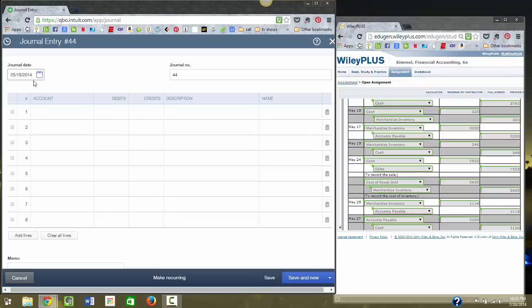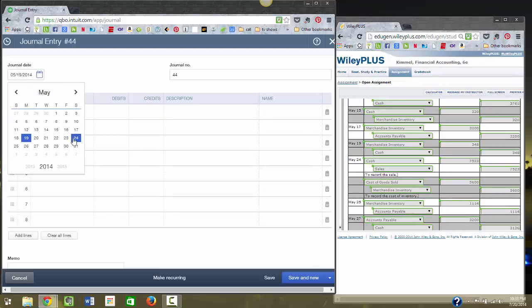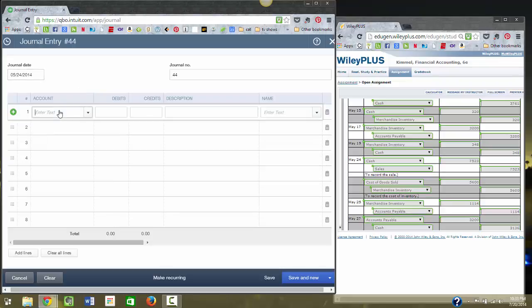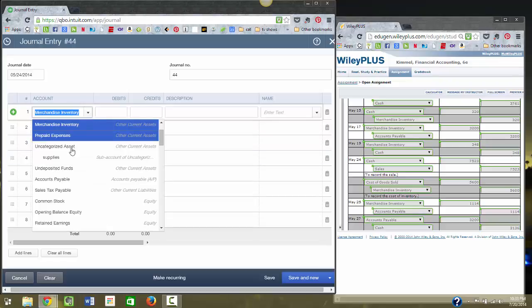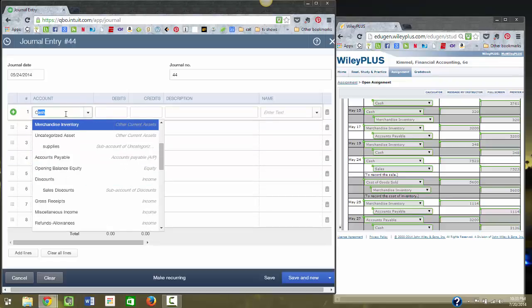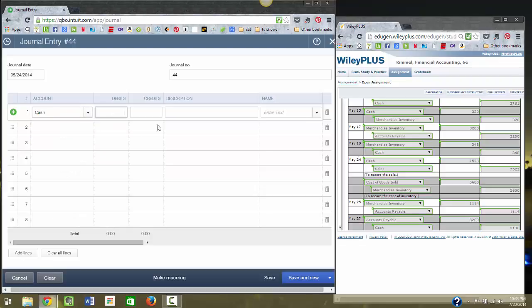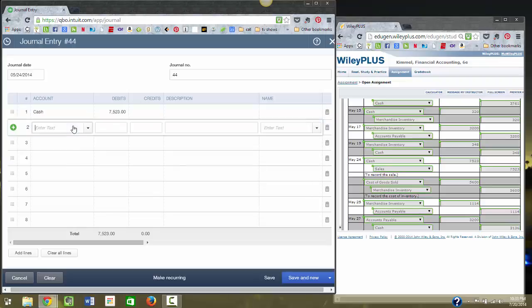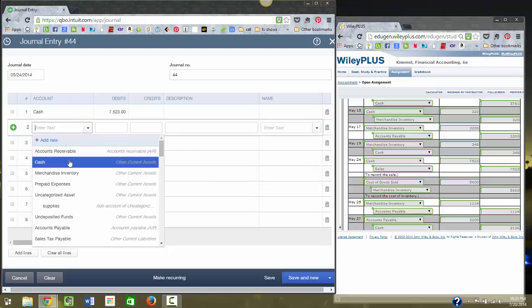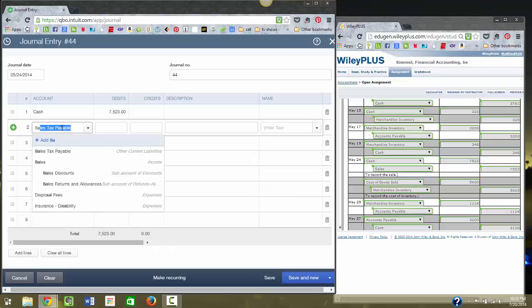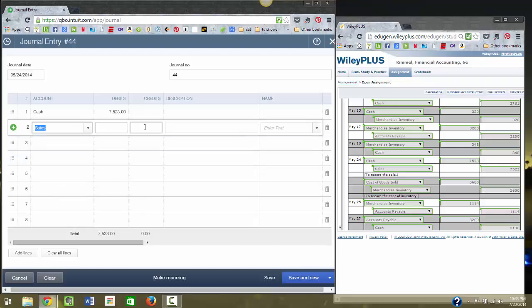Okay, so first up, change the date, May 24th. Then the first thing we're going to do is record the sale. It was a cash sale. Okay, cash, and we are going to debit that for $75.23. And then we're going to come over here and credit sales for the same amount. Sales and $75.23.